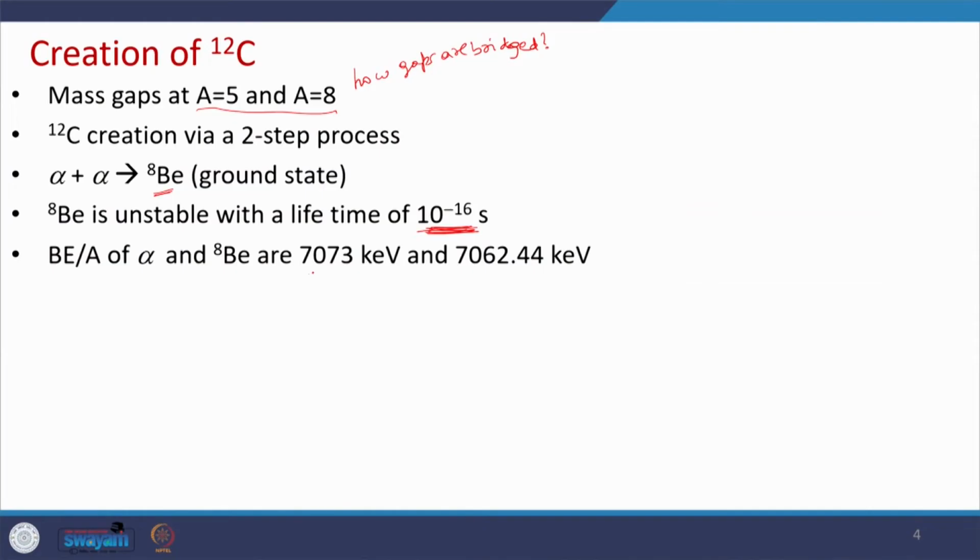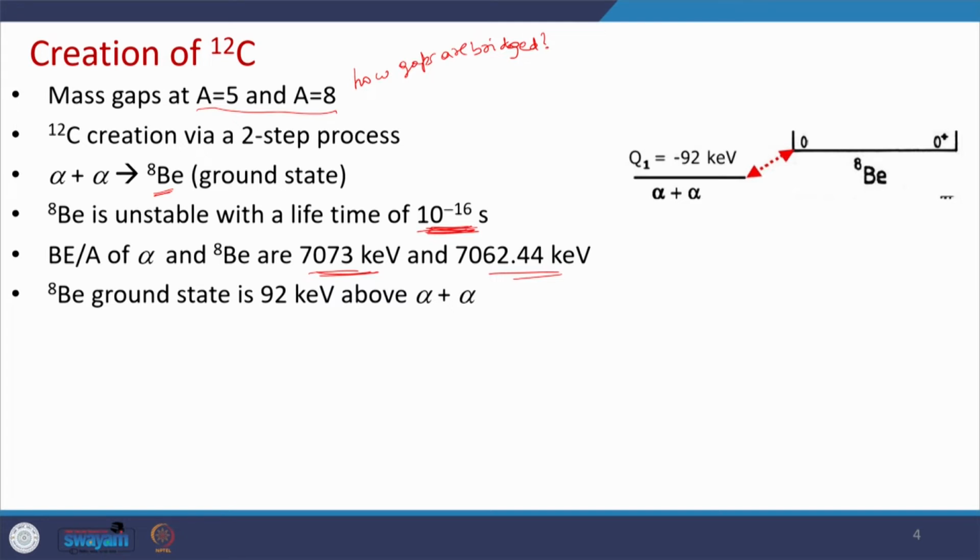Before that, please do a simple calculation. You know how to do binding energy per nucleon calculation, right? For alpha, you know it is 7073 keV, and for beryllium 8 it is 7062.44 keV. All right. If you do this, once alpha plus alpha react with each other, you can see that beryllium 8, in this level scheme, is 922 keV above the alpha plus alpha threshold. It is 922 keV above the alpha plus alpha threshold. All right. It is very small.